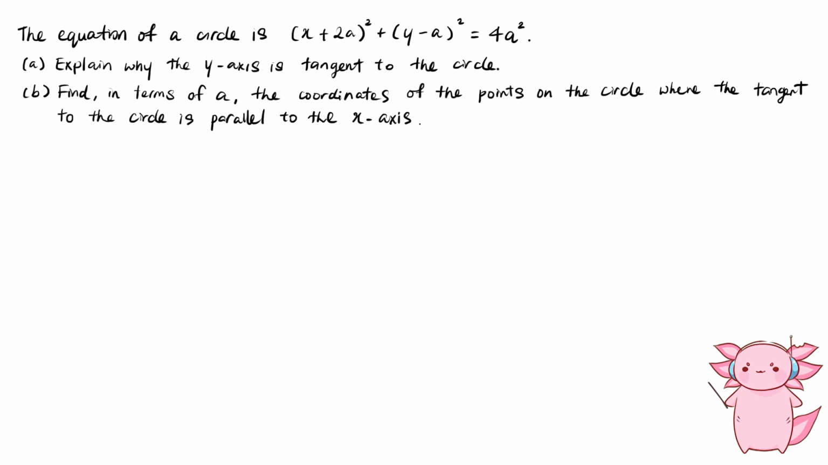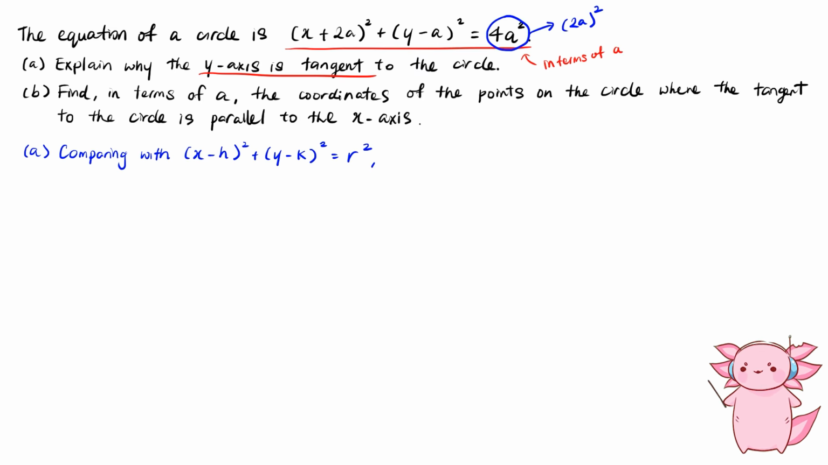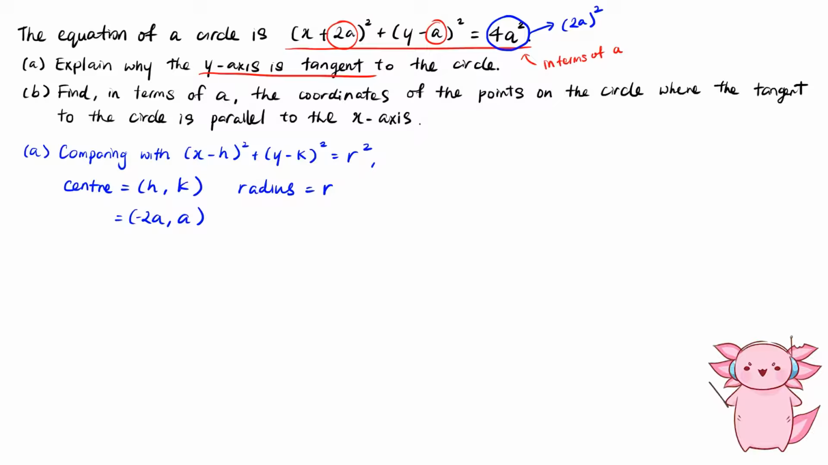For this circles question, they give you everything in terms of a, and then they ask you to explain why the y-axis is a tangent. Now the first step is to always try finding the center and the radius, so comparing it to the standard form, the center is (-2a, a), and the radius is 2a.